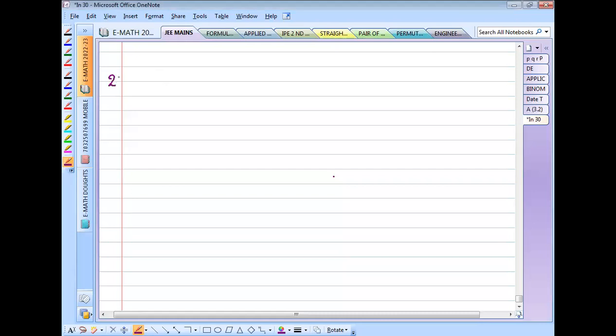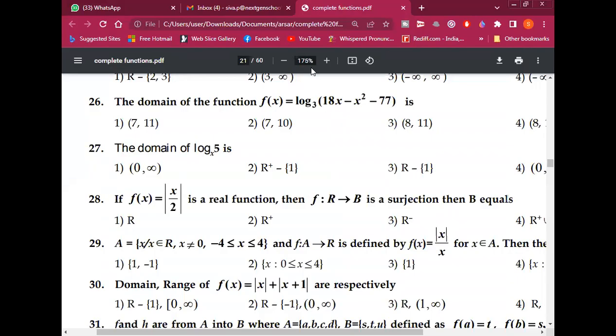26. f of x equal to log of 18x minus x square minus 77.